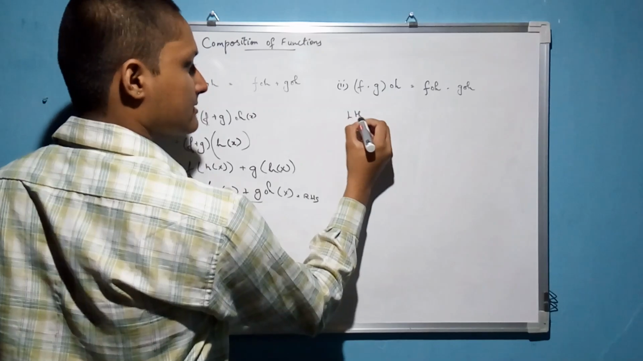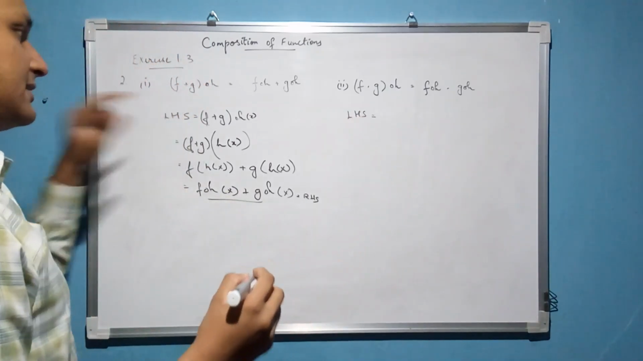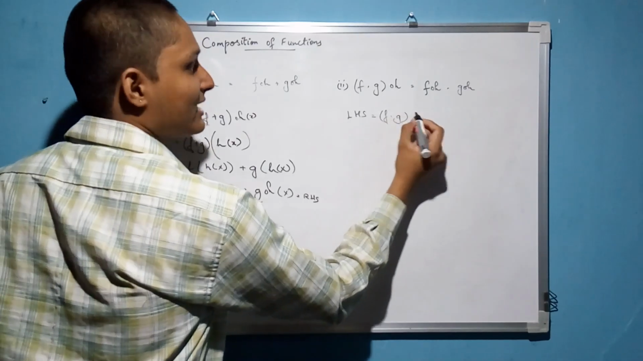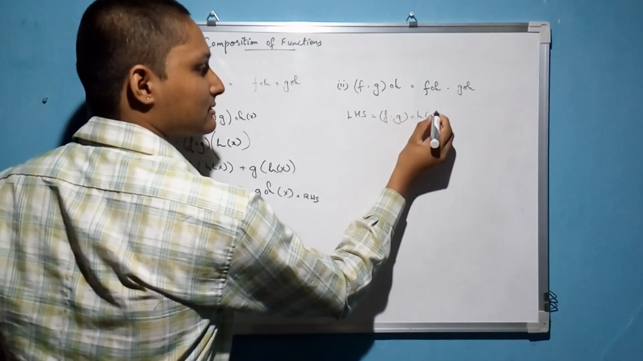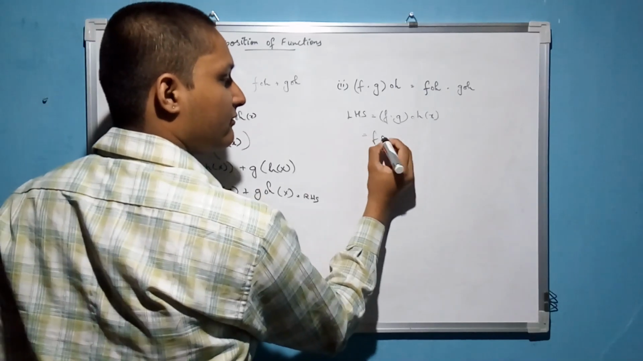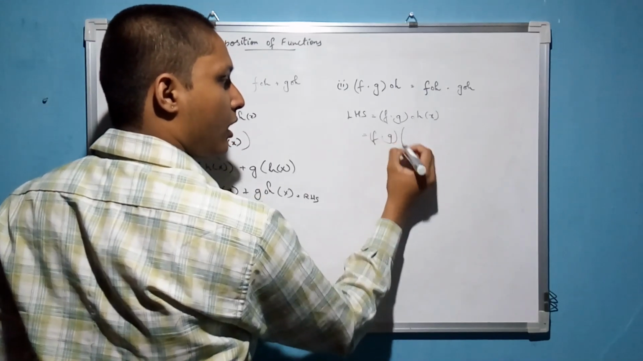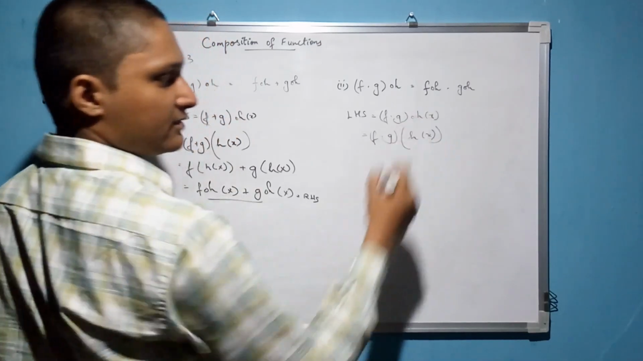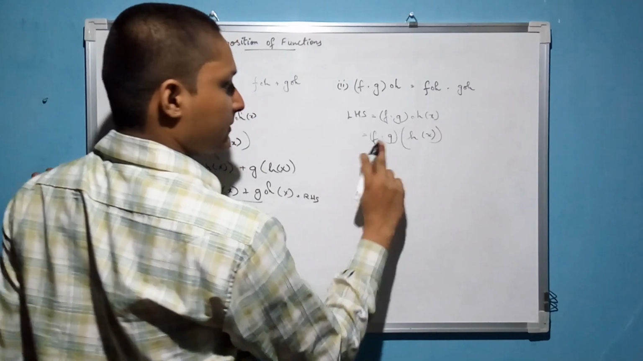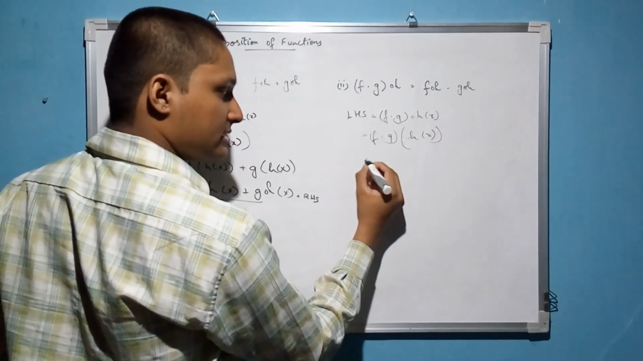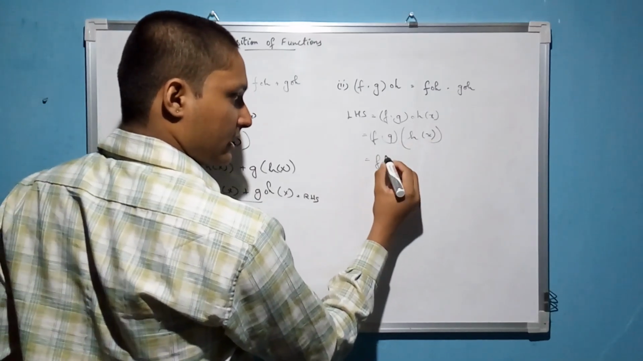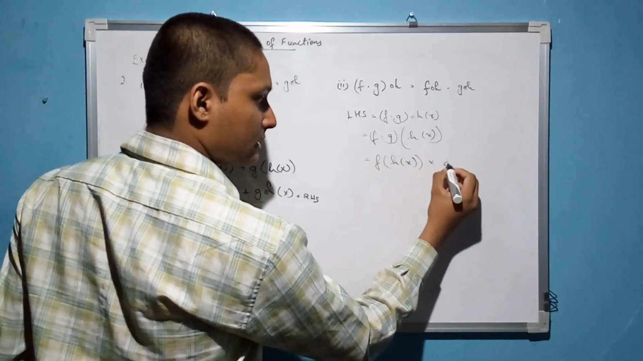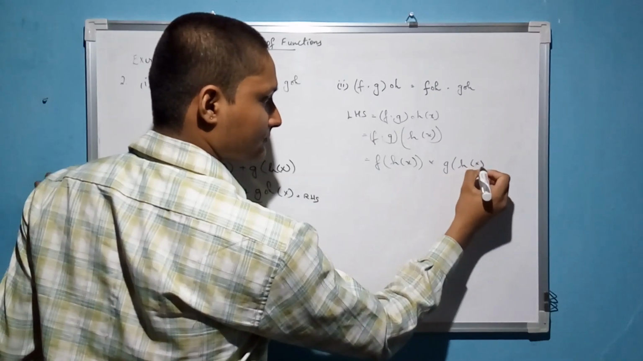Okay, let me take the LHS once again. Based on this definition, I am just taking (f·h)(x), no, f into g of h of x. That is what the meaning of this given definition. So we are just going to multiply using the distribution. That is f of h of x into g of h of x.